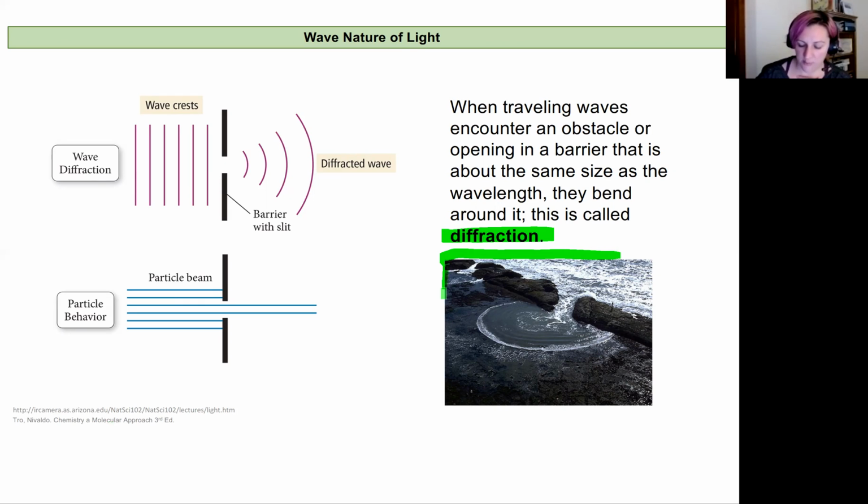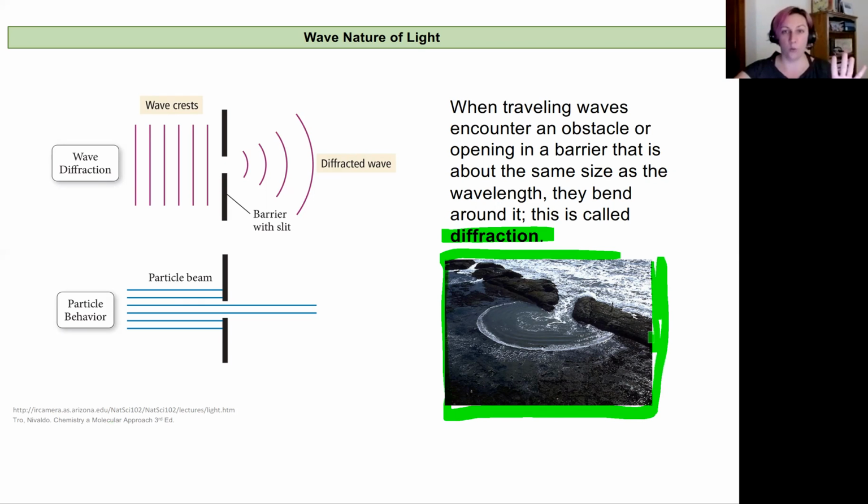Here's an example right here of a small hole in a barrier of rocks. As a wave comes in and goes through the slit in the barrier, or the opening, that wave fans out into a half circle around it. The wave diffracts into this fairly specific pattern that looks like a ripple in a pond. It comes out in this circular motion.